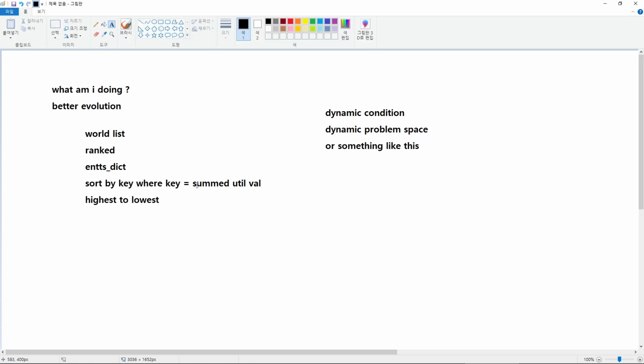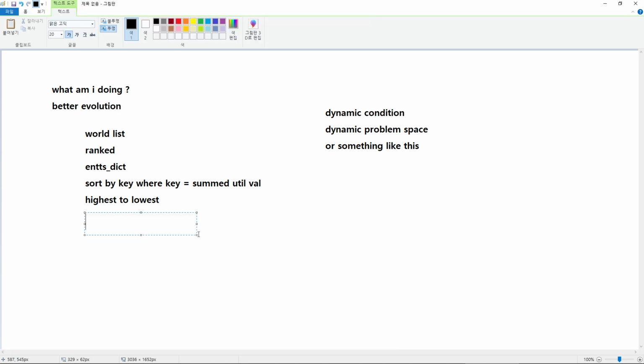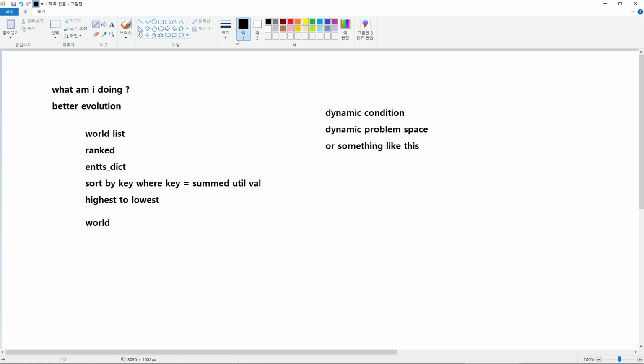So the dictionary is sorted from highest to lowest, and then the dictionary is again flattened into a list called a world again. So the difference between this list and this list is that this one is not ordered, or rather sorted. This one is, and I'll come back to that in a second. And then somewhere there we do the metrics and then store them.